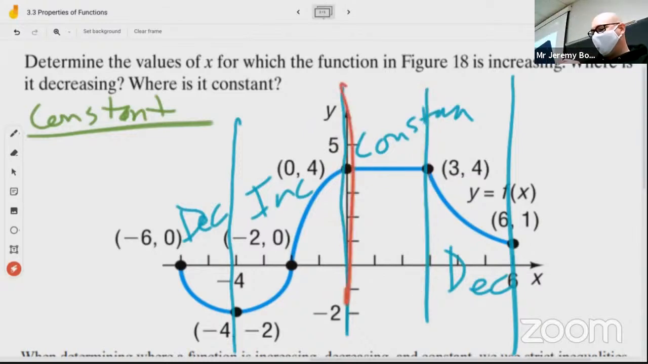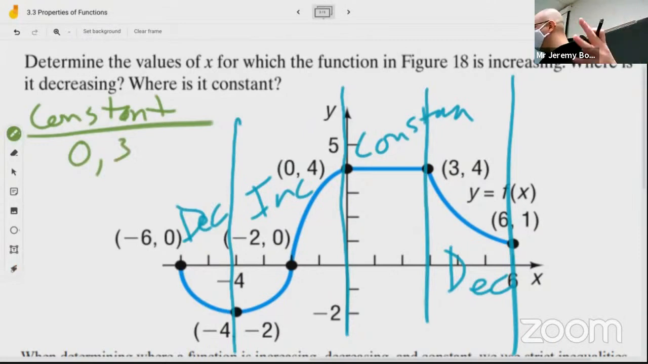What's the x value where it started being constant? 0. So we start being constant at 0. Where do we stop being constant? 3. You want to write the largest interval you can. So don't say from 0 to 1, because technically it is constant from 0 to 1, but it's also constant from 1 to 3. So you want to have the largest interval you can. Any questions on that?